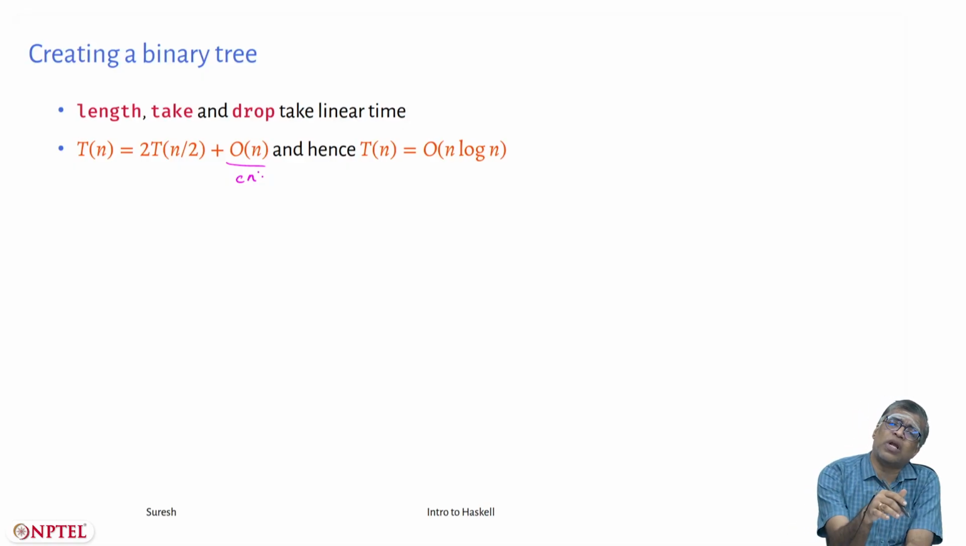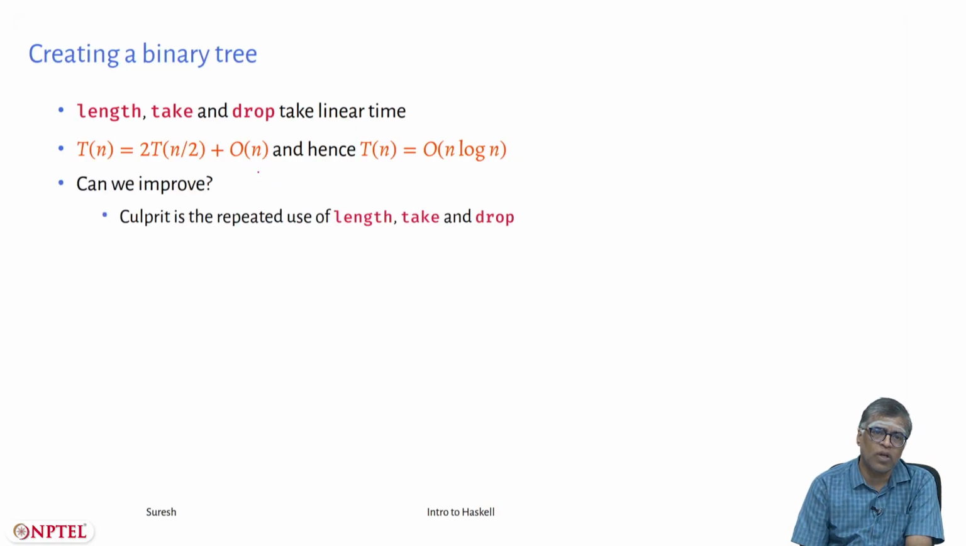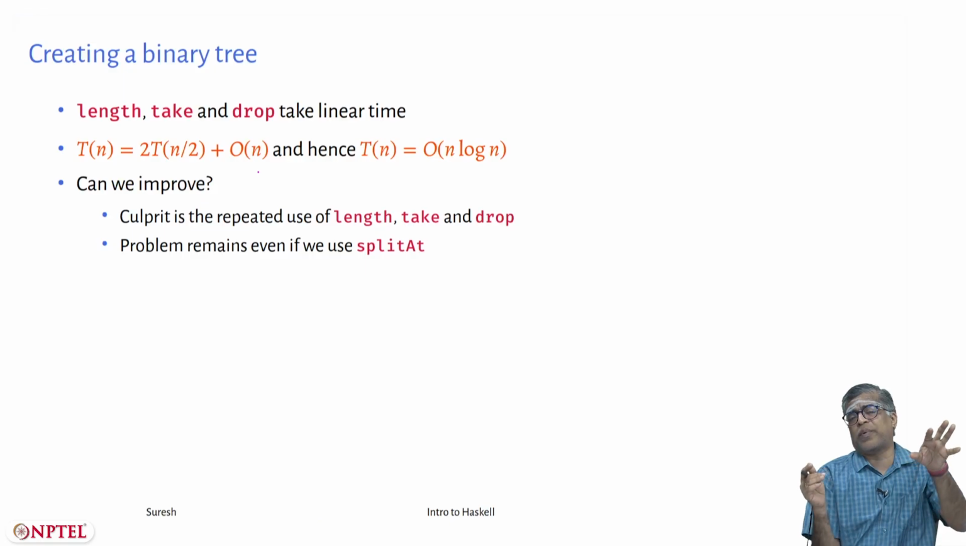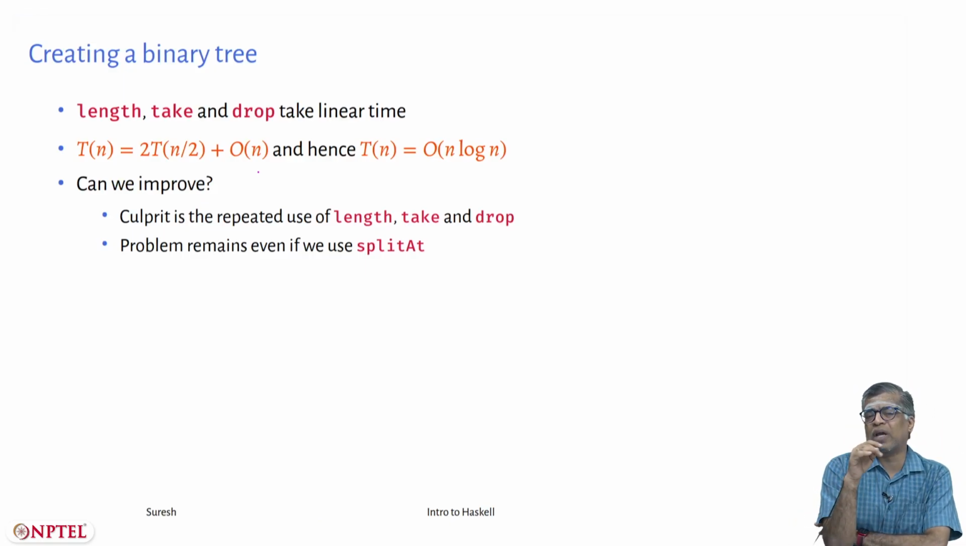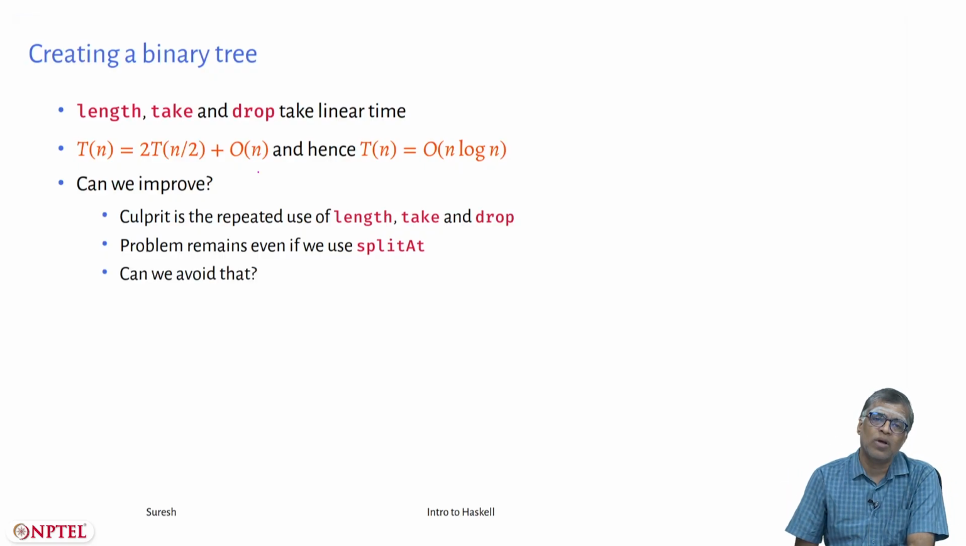The point is we are doing this length, take, drop, etc. every time, during every recursive call. Can we somehow avoid doing length every time, take every time and drop every time? So the culprit is repeated use of length, take and drop. The problem remains even if we use splitAt, because take separately and drop separately will take m plus m time, but splitAt will take m time. In any case, you will have to pay the same price. So can you avoid that?